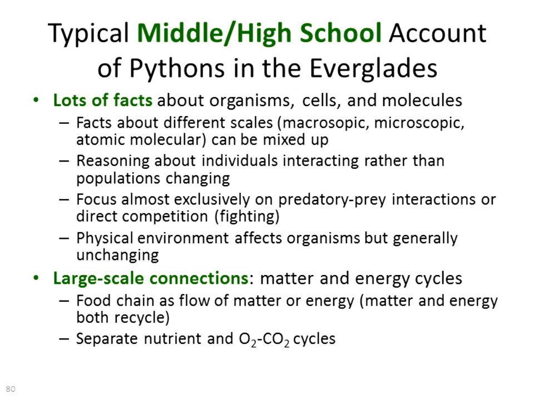elementary school students don't know. They can talk about different scales. They mention names of substances and names of atoms and molecules. They still tend to reason about individuals interacting rather than populations changing. They focus almost exclusively on predator-prey relationships or on direct competition rather than on other kinds of relationships.